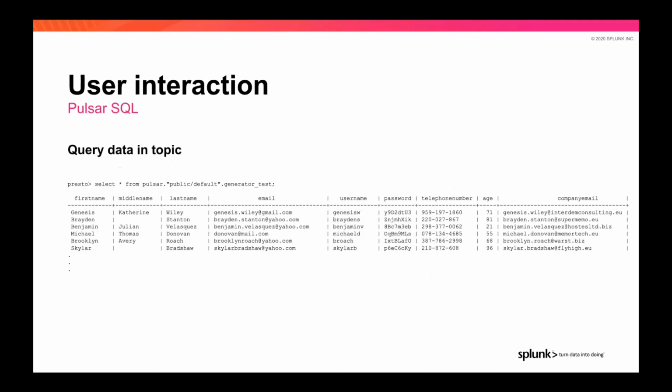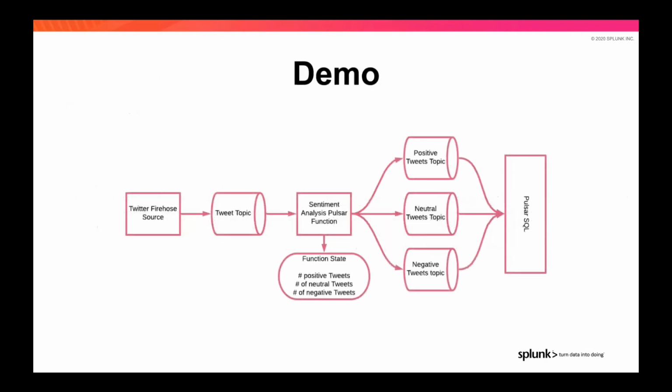This is just to give an example of actually looking at some of the data. When you do a select star of a topic, it lists all the messages in there in a structured table, and you can explore the data in that fashion. And I'll also go over this in the demo.